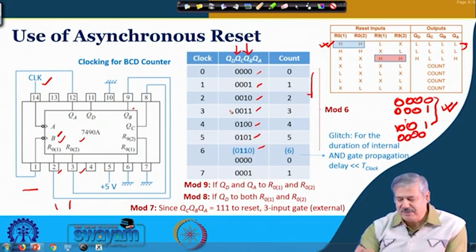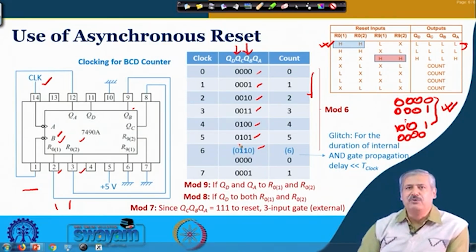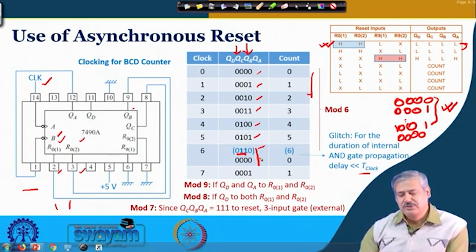This is the first time in this counting sequence that QC and QB both become 1. When both of them become 1, immediately, after that short propagation delay, which is much less than the time period of the clock, it goes to 0 0 0 0. So, in that particular clock cycle, for the larger duration, you effectively have 0 0 0 0. You are back to this particular state.